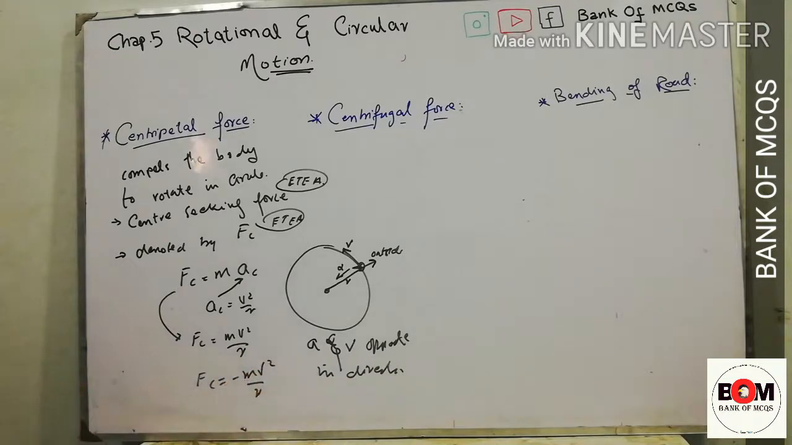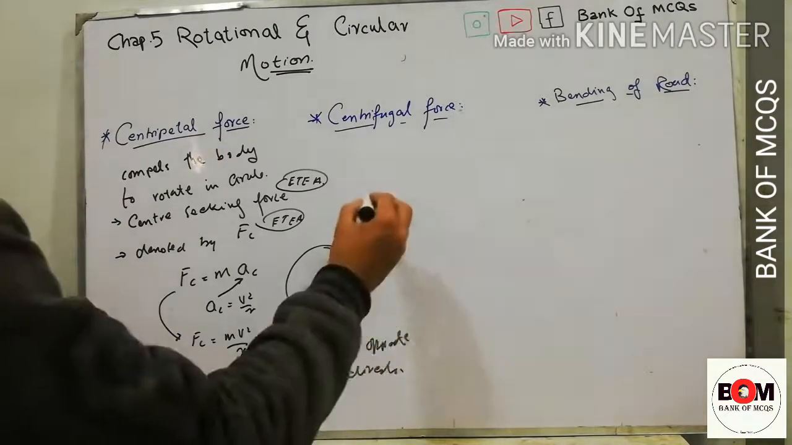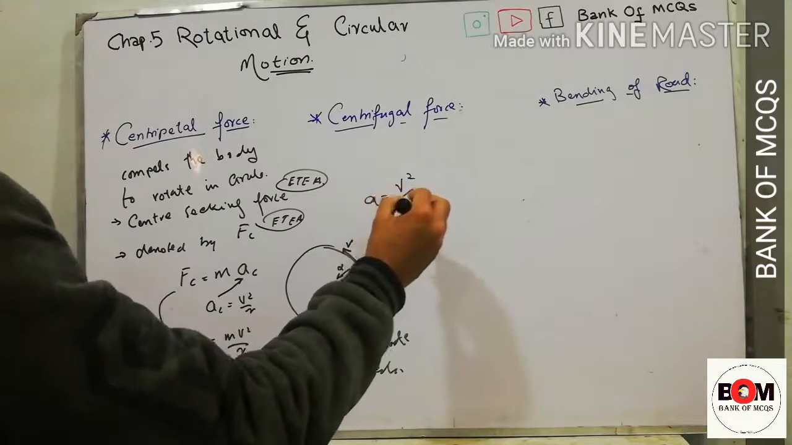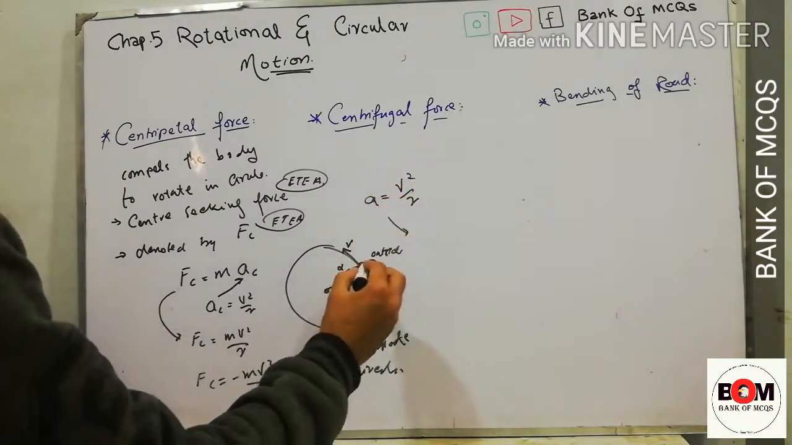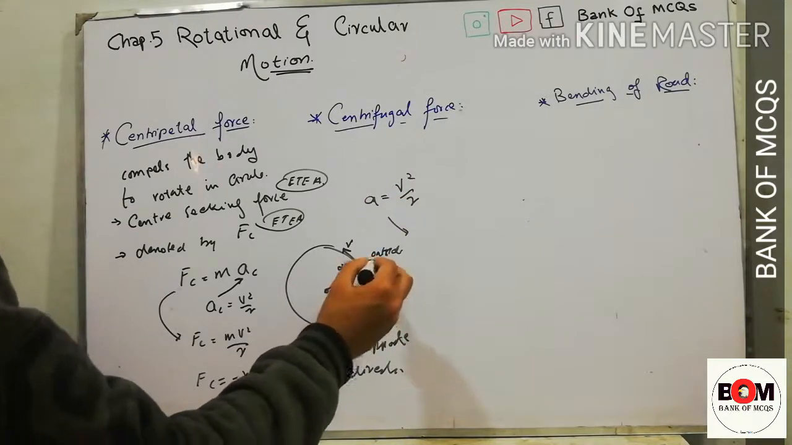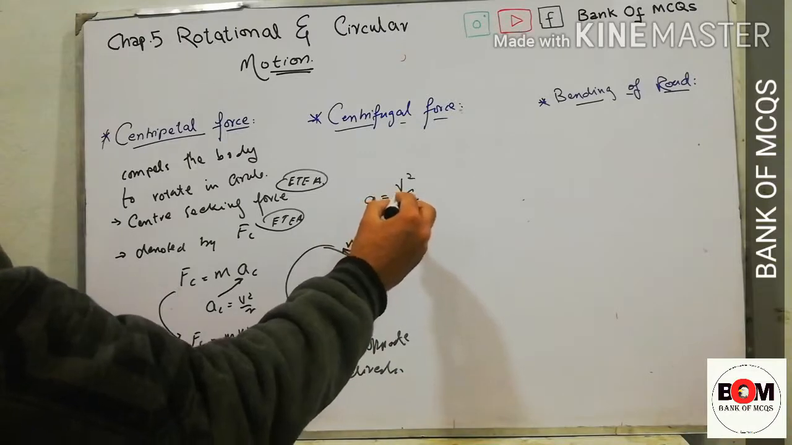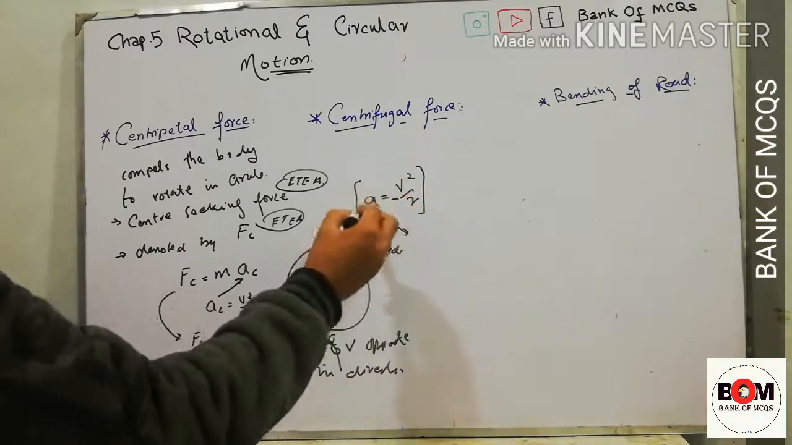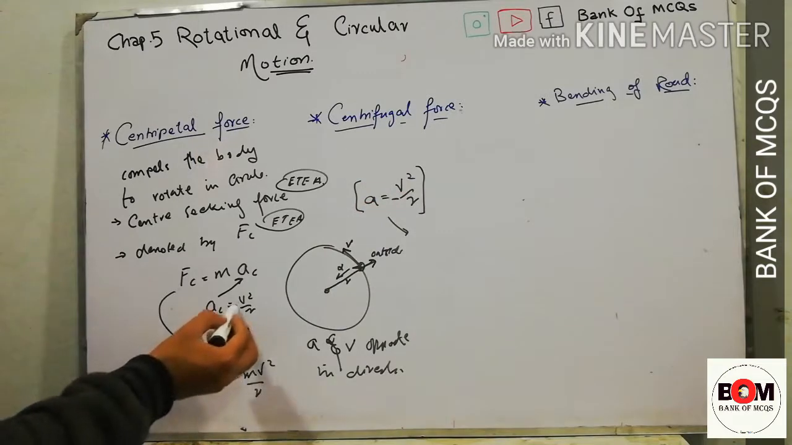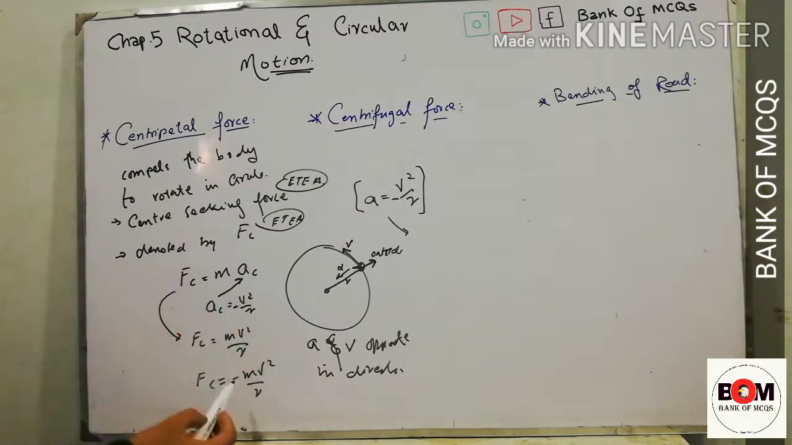So Fc is equal to mv square divided by r. Where does this minus sign come from? We know that a is equal to v square divided by r. In this case r is outward, towards outside, and a is acceleration towards inside. So a and r are opposite in direction, so we will put a is equal to minus v square divided by r. So Fc is equal to minus mv square divided by r. This is the equation of centripetal force.